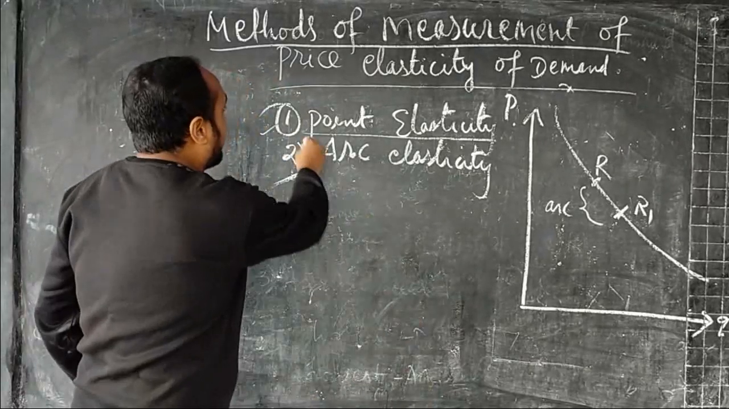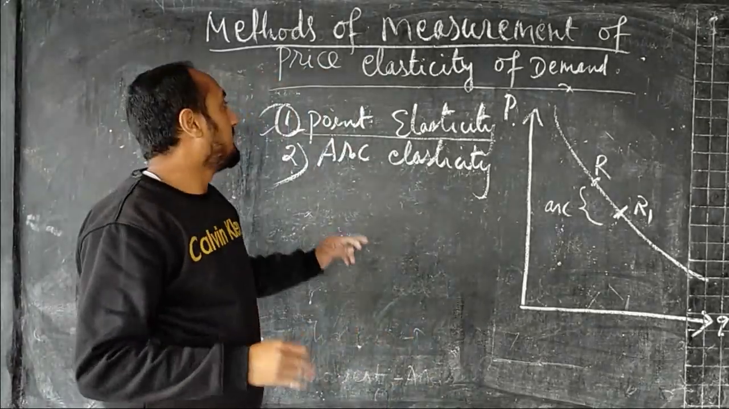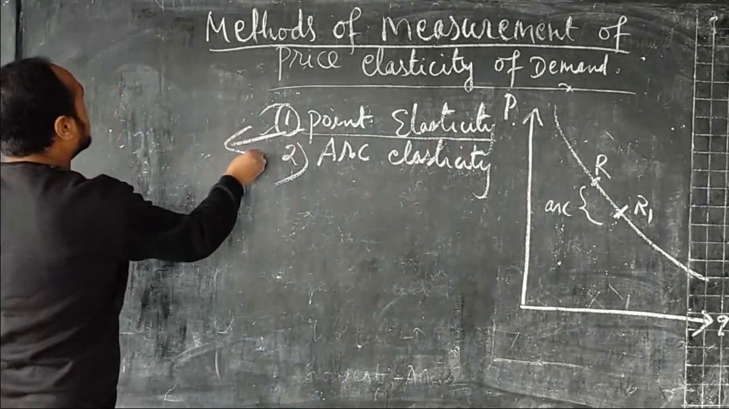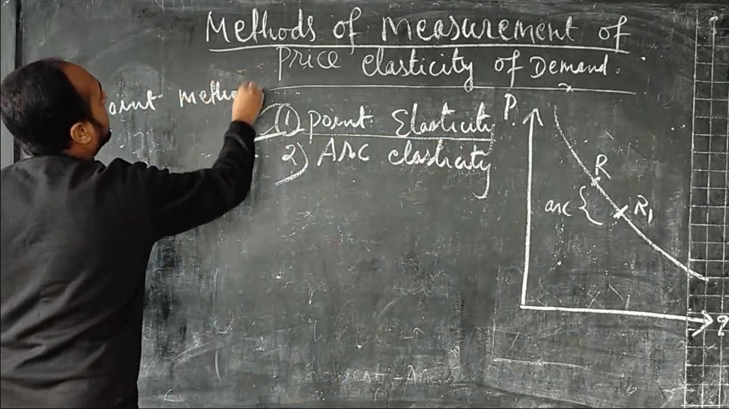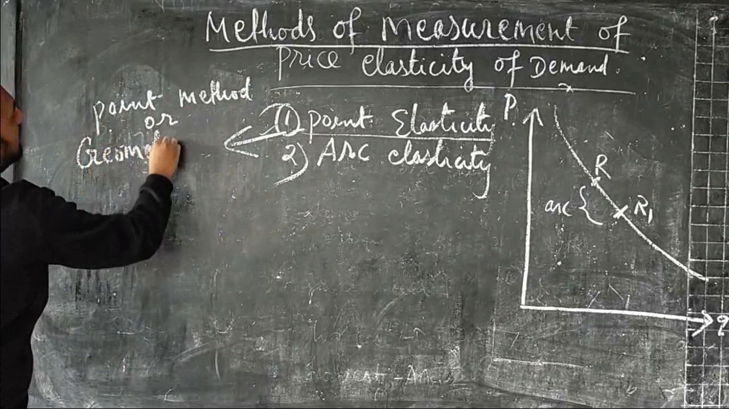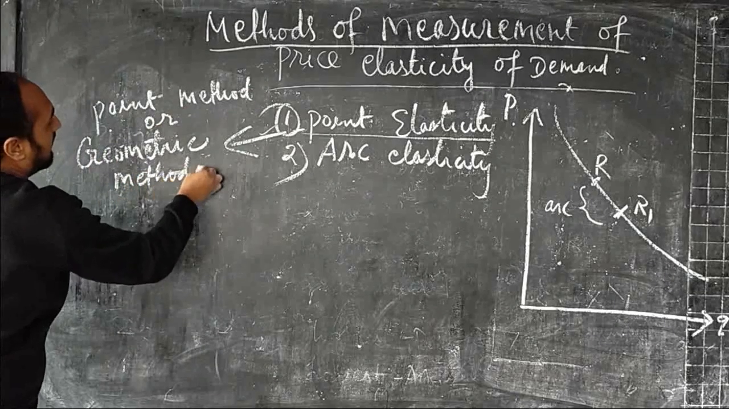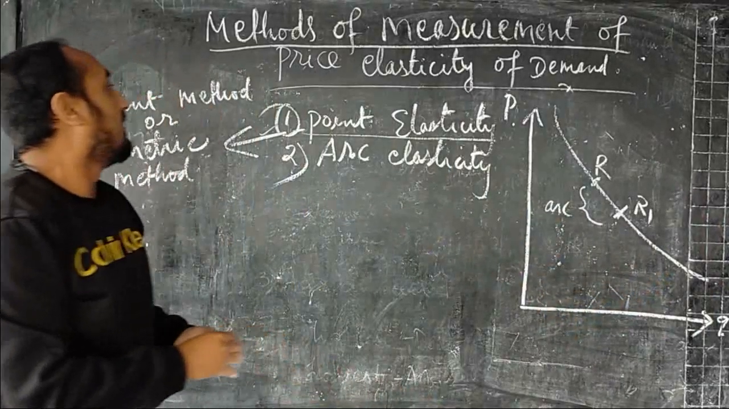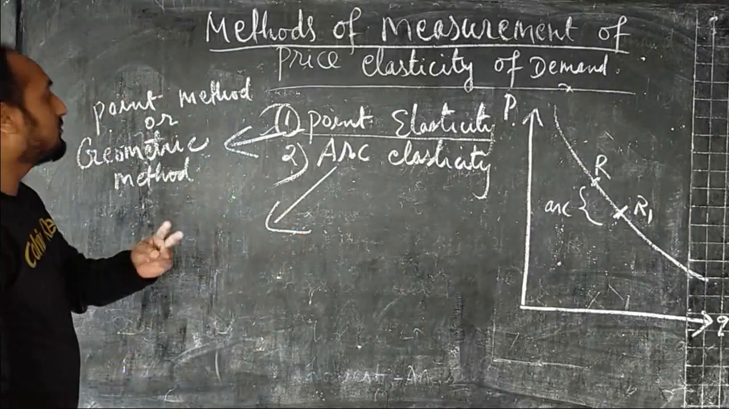Now next, point elasticity. The method used for measuring the point elasticity is called point method or geometric method. And the arc elasticity of demand can be measured by two methods.